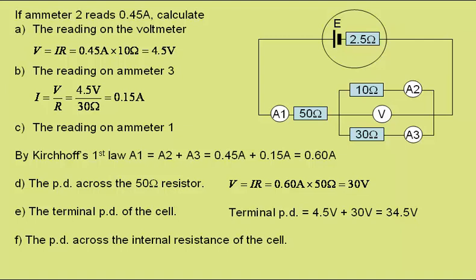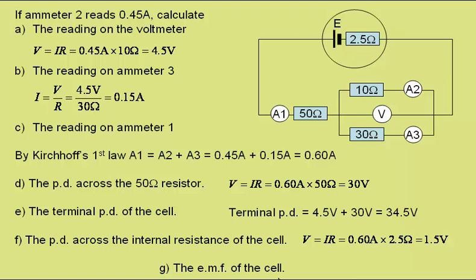Now we're asked for the potential difference across the internal resistance of the cell. Well, again using Ohm's law, we know the current is 0.6 amps, it has an internal resistance of 2.5 ohms, so a PD of 1.5 volts.